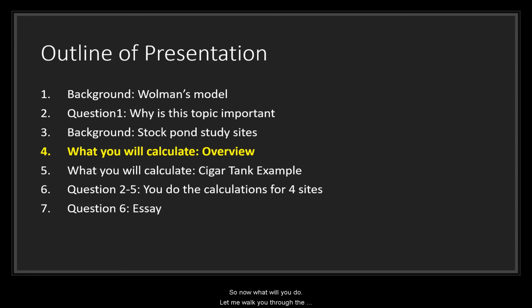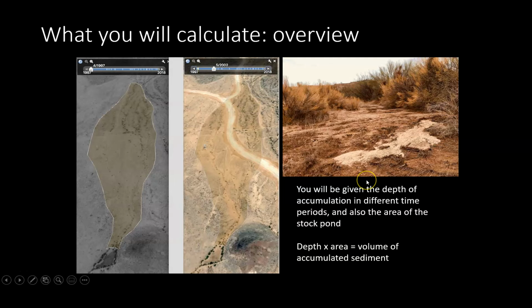Okay, so now what will you do? Let me walk you through the basic idea. You will be given the depth of accumulation of sediment that occurred during different land use time periods. You're looking at an example of a stock pond here on the left, an aerial photo from the cattle grazing period. The right aerial photo is where they built the road. The road was a source of a lot of dirt. The dirt washed off the road, went down to the stream system, and you can see on the right where it accumulated in the stock pond.